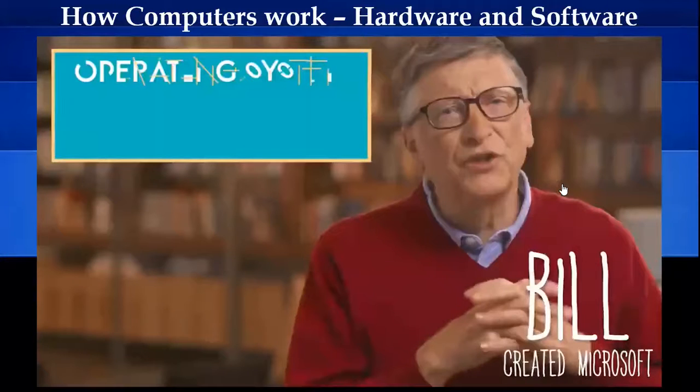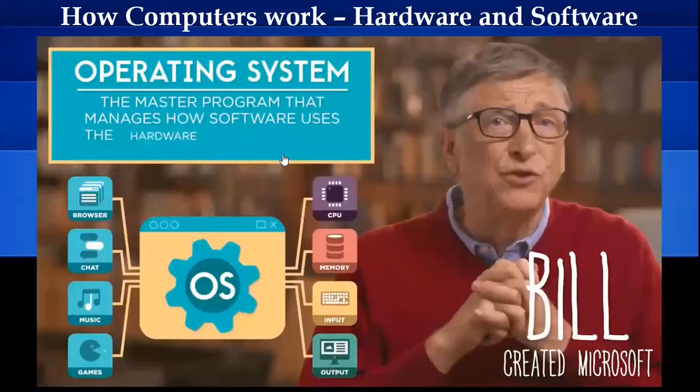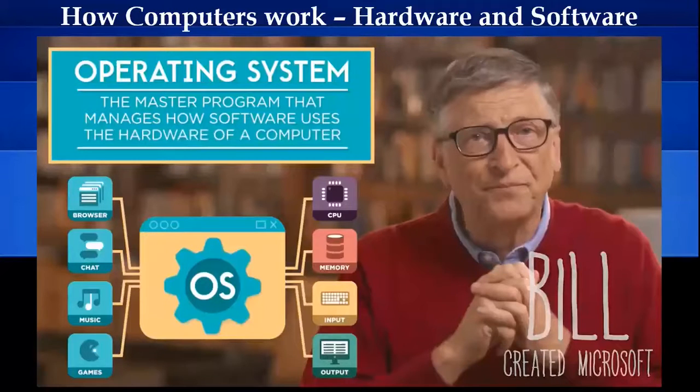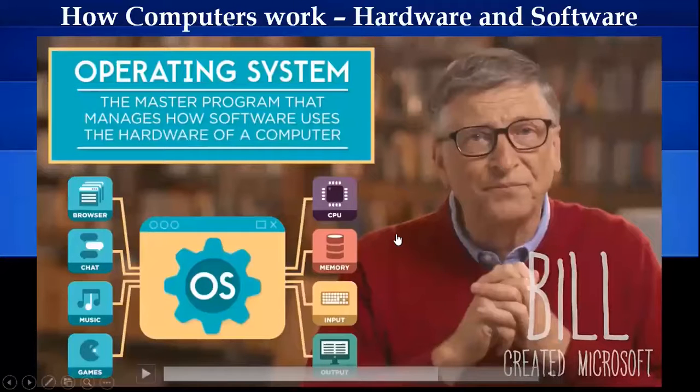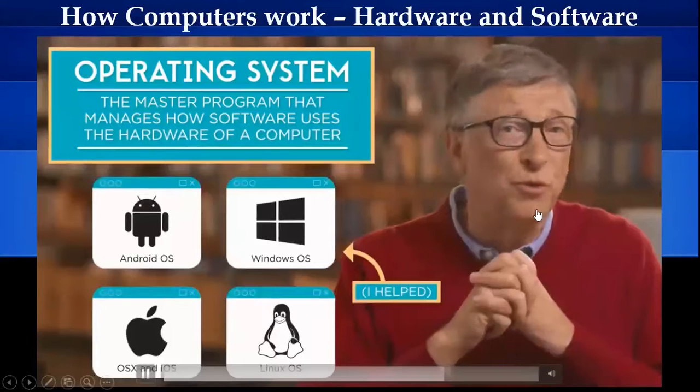The operating system of a computer is the master program that manages how software gets to use the hardware of the computer. Okay, as you see, Bill Gates is explaining something here. The master program, this operating system, like Windows 10, 8, or 7, or Linux, and macOS. These are all master programs. If you don't have an operating system, you cannot manage and use hardware and use any software, right? Okay, let's continue. For example, I helped create the Windows operating system that runs on most personal computers.